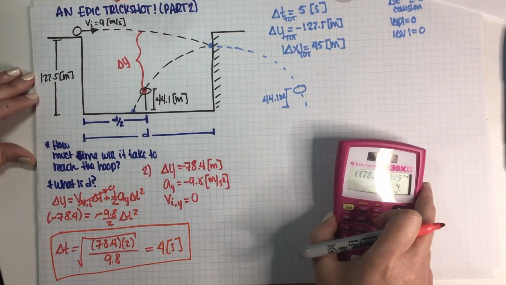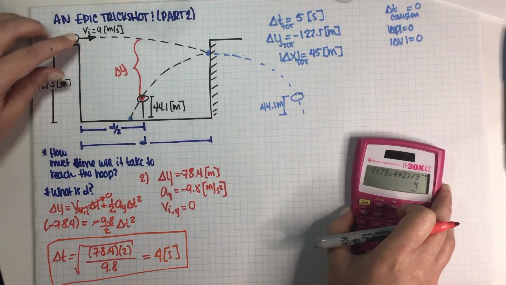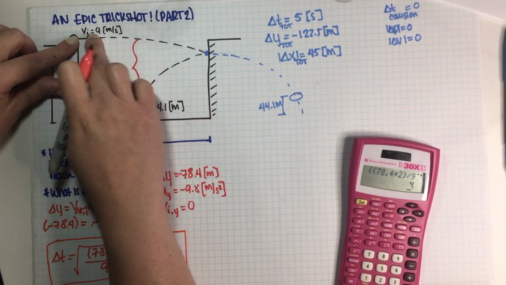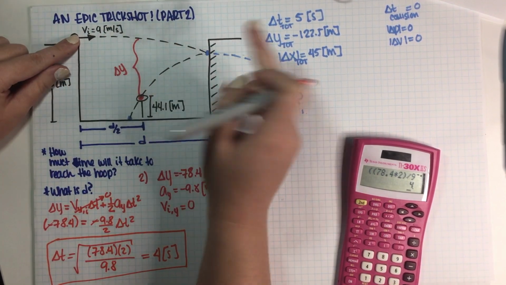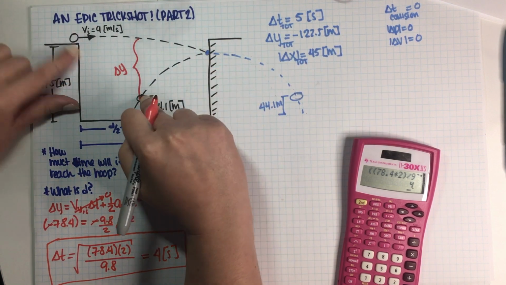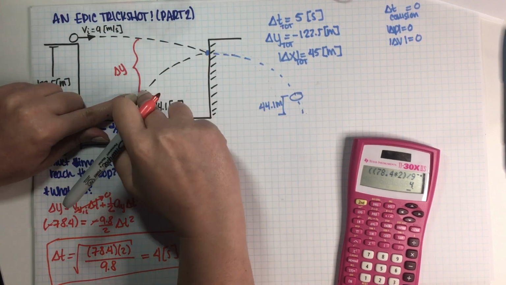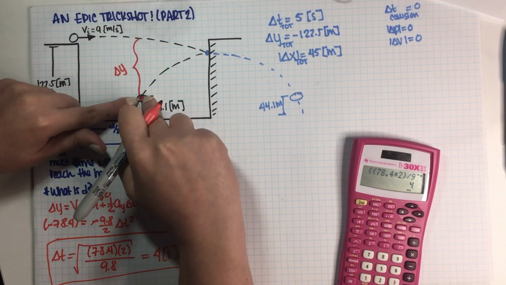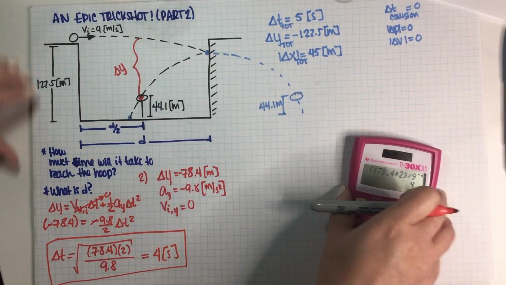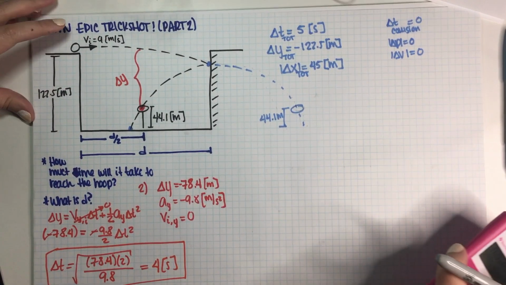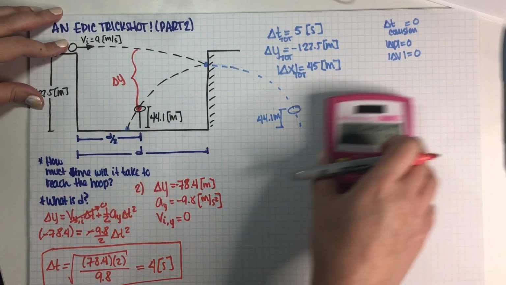So in this new scenario, Tyler throws the ball, it hits here. We could actually find this, but it didn't ask us to. It takes 4 seconds for this to happen, and then an additional second to go from here to here. So that's interesting. Alright, so let's just look at the next part.